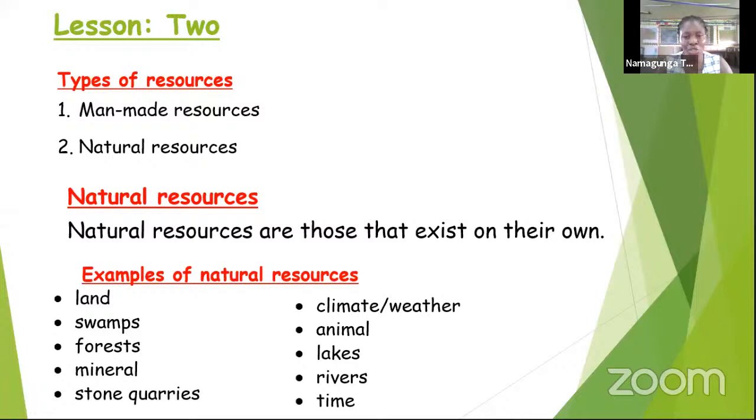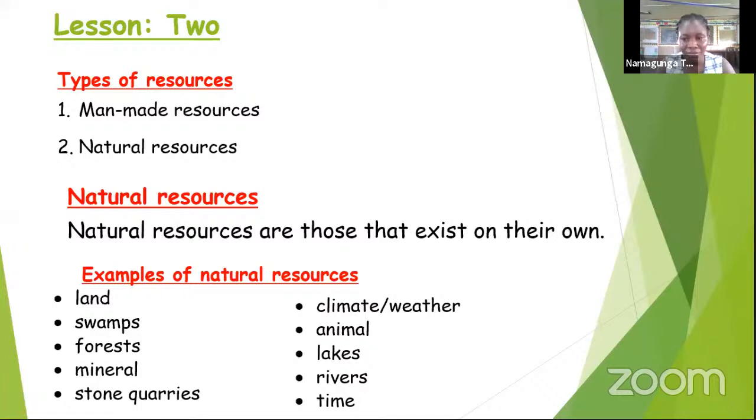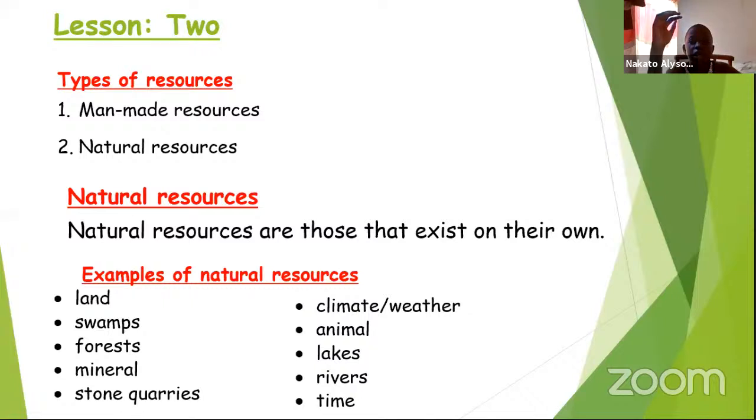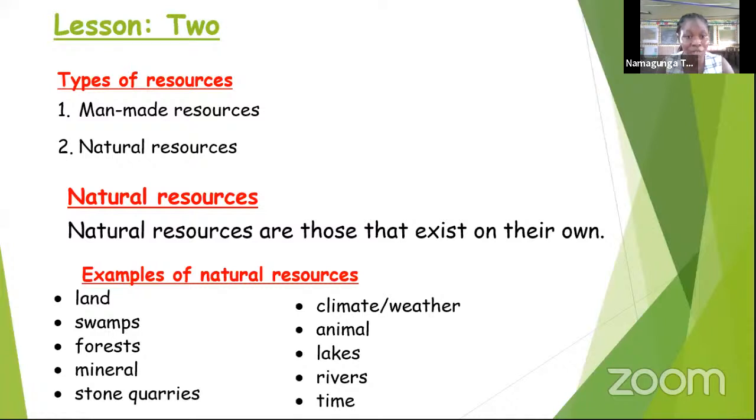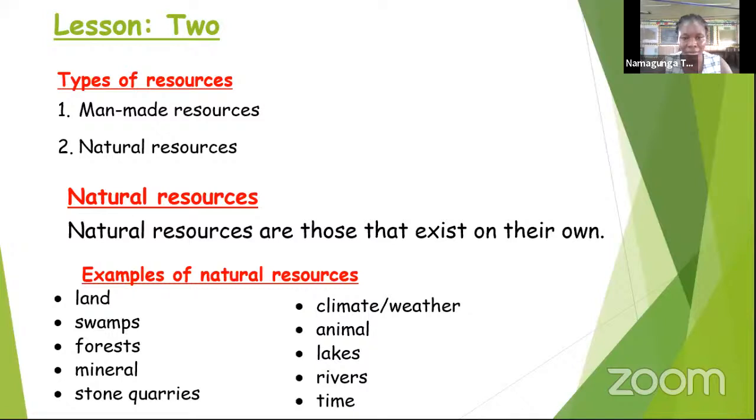Nakato Alison, unmute yourself. You read the next 5. Are we there, Nakato? Alison, I'm waiting for you. Read for me the next examples of natural resources. Start with climate. Climate. Good. Animals. Lakes. Good. River. Very good. Now, those are the examples of natural resources.